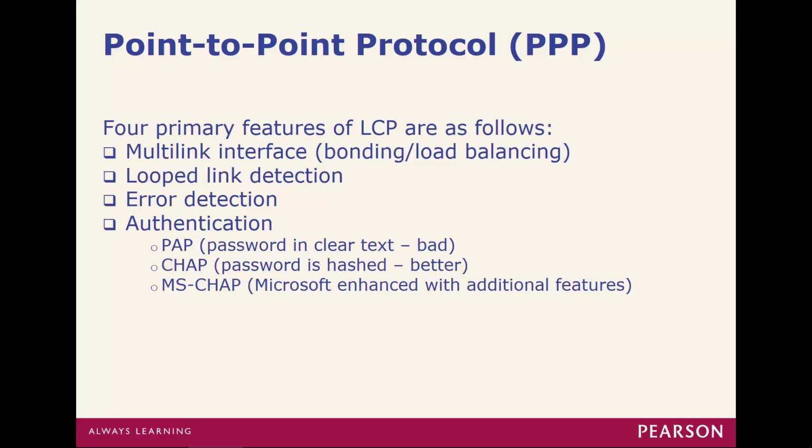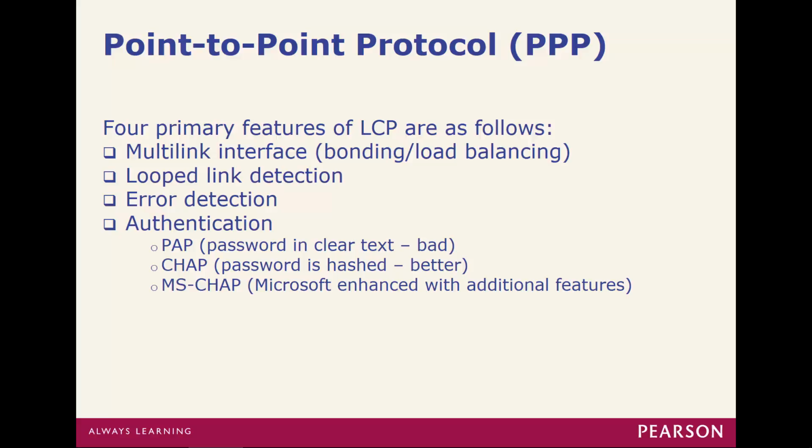It is dealing with a multi-link interface, whether that be bonded or used for load balancing, loop link detection, error detection, and the important one is authentication. Because a lot of these are point to point, how do we make sure that we're really talking to the point that we want to talk to?